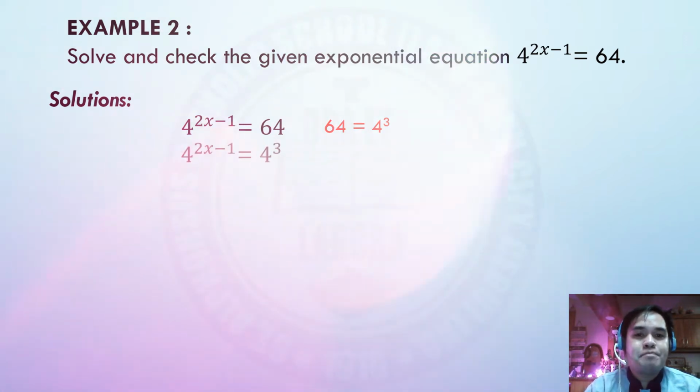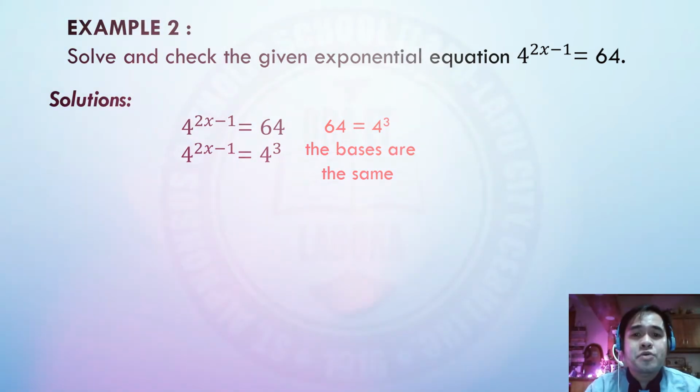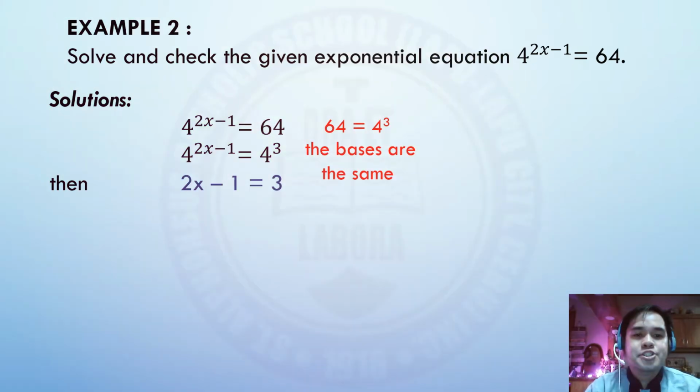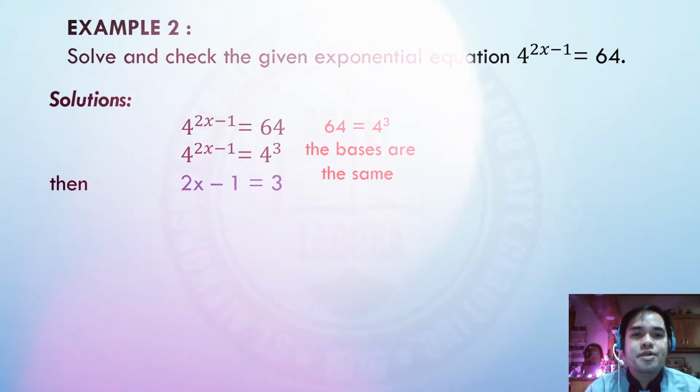And then copy 4 raised to 2x minus 1 equals, then change 64 to its exponential form, which is 4 raised to 3. Since the bases are the same now, we will use the property of equality of exponential function in which the exponents of the same bases should be equated, and it is 2x minus 1 equals 3.